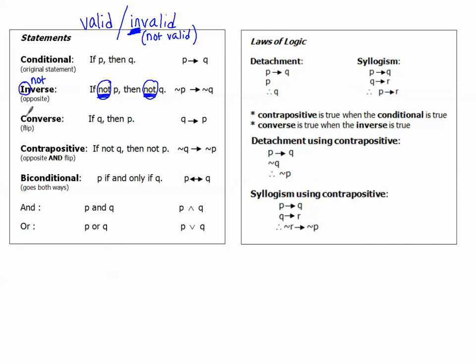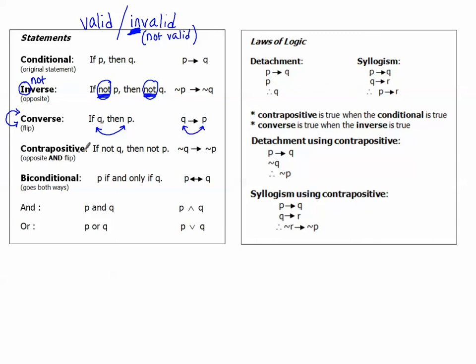Converse is flip. Think about what this C looks like. The C is kind of like a little flippy direction. So we take the original statement and we flip it. This is flipped. Originally it was P first, then Q. Now it's Q first, then P. It got flipped.